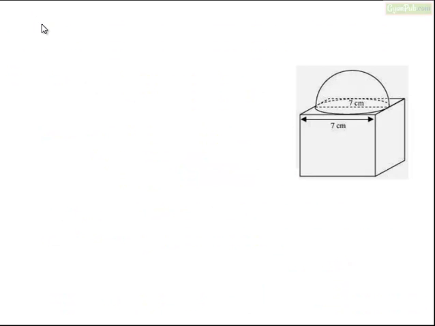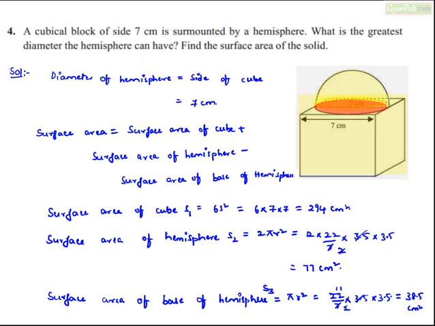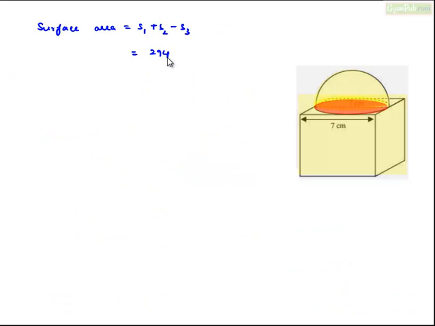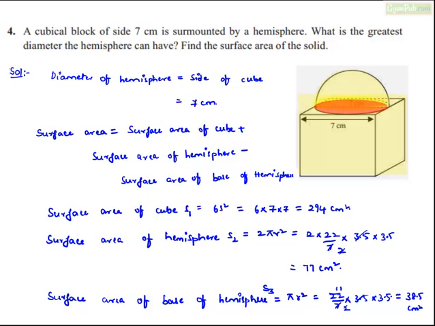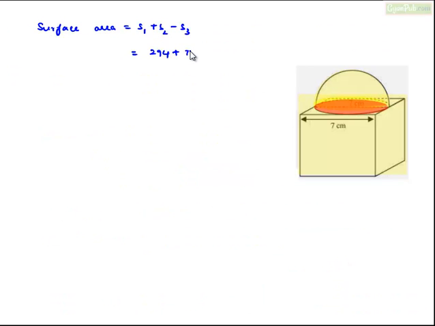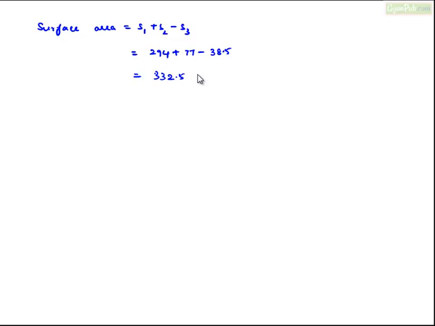Now the required surface area is equal to S1 plus S2 minus S3, which is equal to S1 we have as 294 plus S2 we have as 77 minus S3 we have as 38.5. So that is equal to 294 plus 77 minus 38.5, which is 332.5 centimeter square. That is the solution.